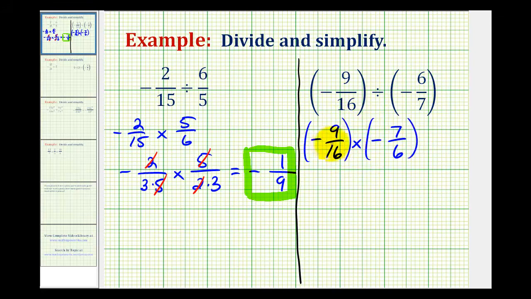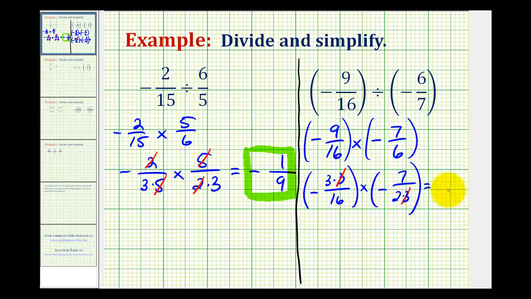Now before we multiply, we do want to simplify, but in this case, since 7 is prime, the only common factor here is going to be a 3 between the 9 and the 6. So to save a little bit of work, we'll just write this as negative 3 times 3. We'll leave 16 alone because it's not going to simplify. And then 7 is prime, and the prime factorization of 6 would be 2 times 3. So notice here we have a factor of 3 that simplifies to 1, and then nothing else is going to simplify.